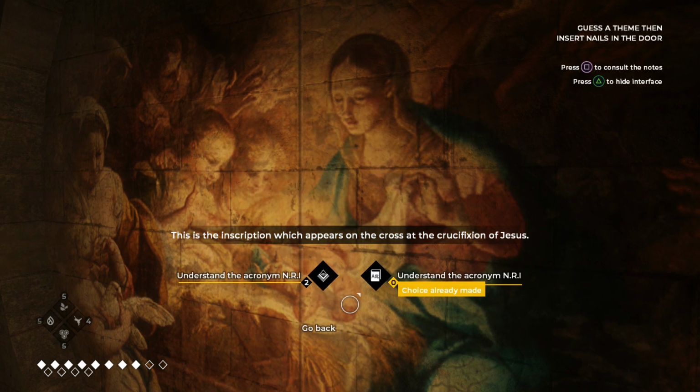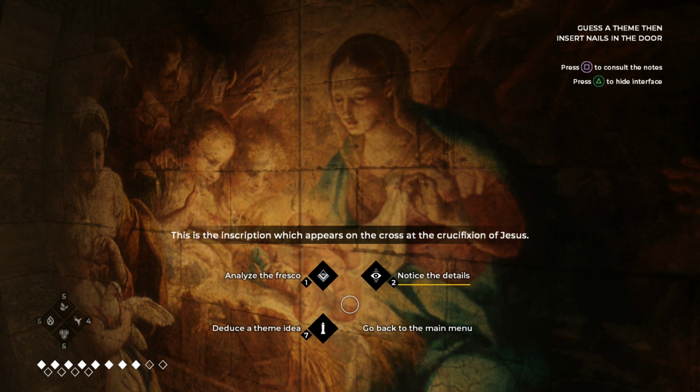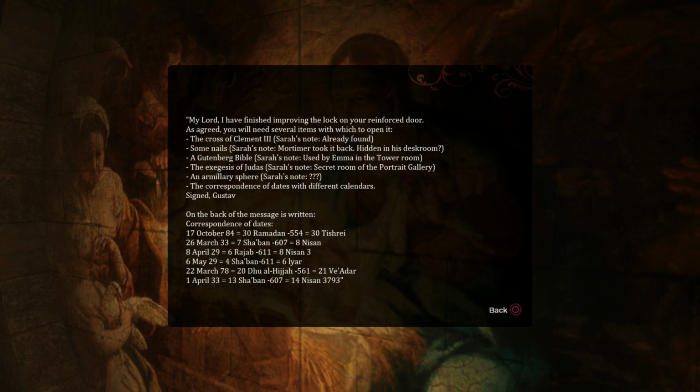Okay. So the crucifixion then maybe is what we want. Yes, it's definitely a representation of the birth of Christ, but some of the details have flaked away. I can't see any other clues. One thing is for sure, this enigma deals with the life of Jesus, like my mother said.